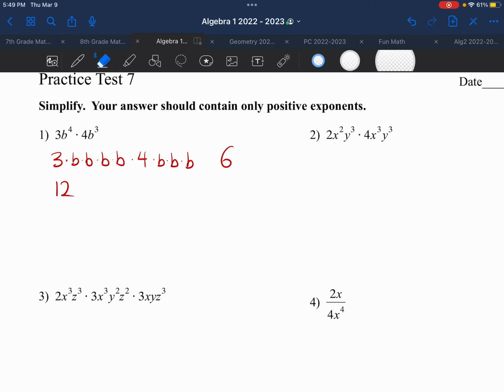And let me go ahead and erase that 6 so I don't get confused. And then how many of these b's do I have? I have 1, 2, 3, 4, 5, 6, 7 of those b's. So I have b to the power of 7 is a more efficient way of writing that, and I get 12b to the power of 7.